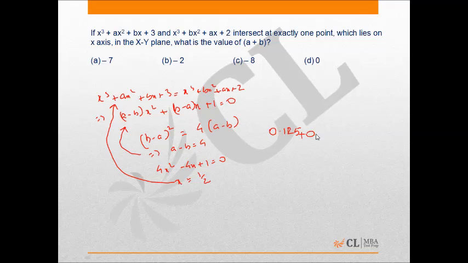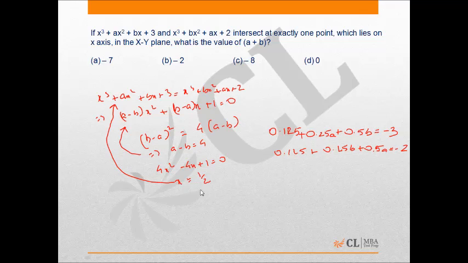0.125 plus 0.25a plus 0.5b would become equal to minus 3, and the other would be 0.125 plus 0.25b plus 0.5a is equal to minus 2.